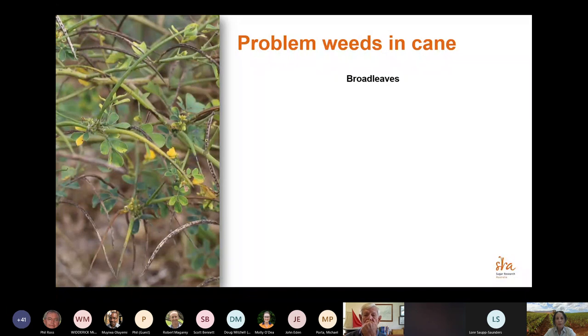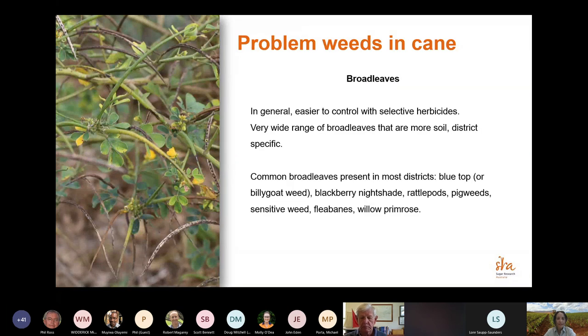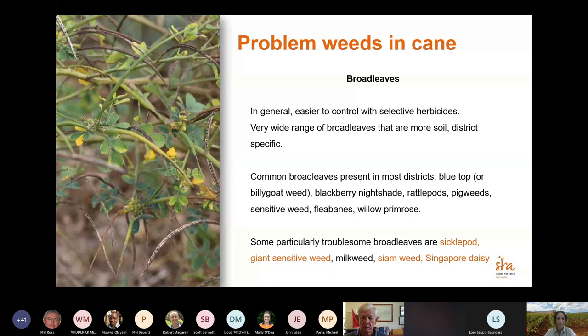The other problem weeds in cane are the broadleaves. In general, they're easier to control because you can have selective herbicides that control broadleaves and do not harm the cane. There is a very wide range of broadleaves and they're a bit more district and soil specific than the grasses. Some examples of common broadleaves present in most districts are blue top, also called billygoat weed depending on the district, blackberry nightshade, rattlepod, pigweed, sensitive weed vines, and willow primrose.